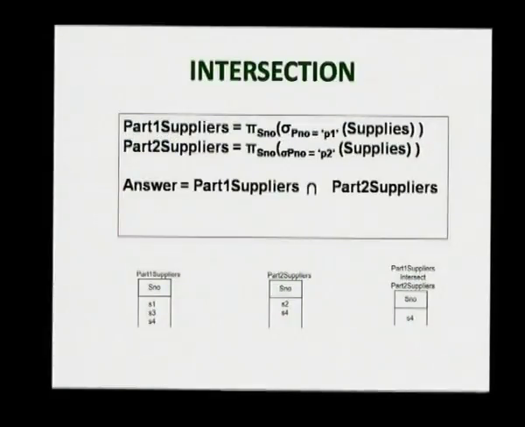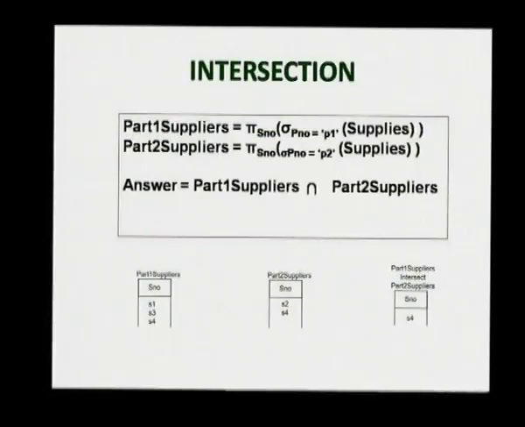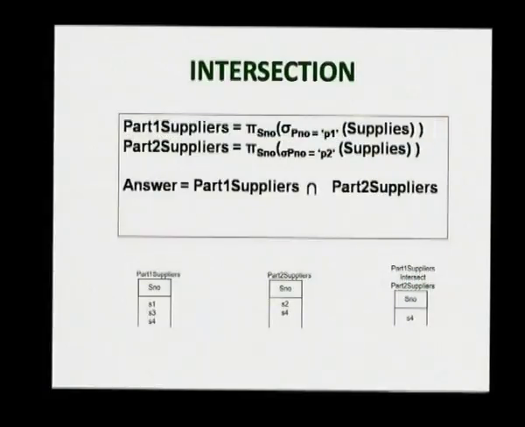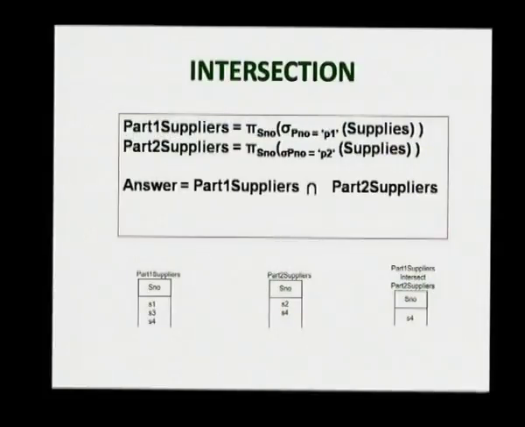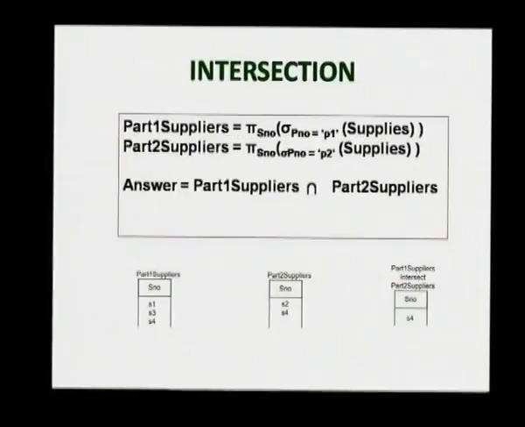So, let us take an example and see how this is done. Let us call part 1 suppliers as, remember these operations, the select and the project operations. We are taking the supplier number from here, so only that attribute, and we are selecting only those who give the part number 1. From the supplies relation, we are taking the tuples whose part number is equal to P1, and projecting only the attribute supplier number.